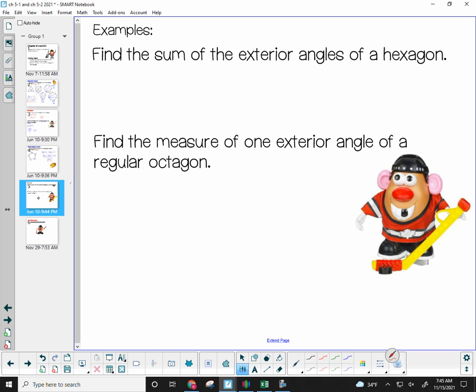All right, so let's do 2 practice problems here. It says find the sum of the exterior angles of a hexagon. You should be done, right? What is it? 360. Good. All right, so now find the measure of one exterior angle of a regular octagon. So one exterior angle of a regular octagon. So let's think about that. What should the total be? 360, right? I have to divide it by 8 sides, or 8 angles, right? So what does that give you? 45 degrees.